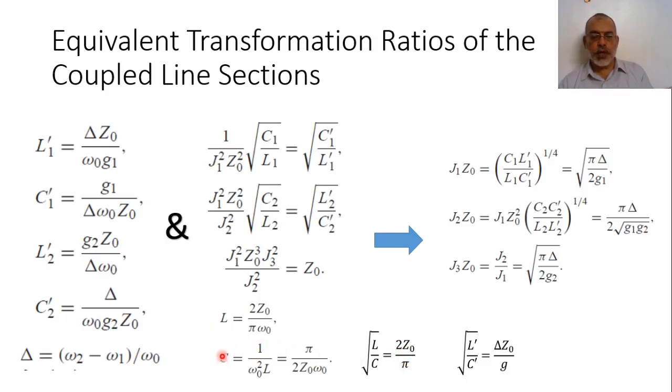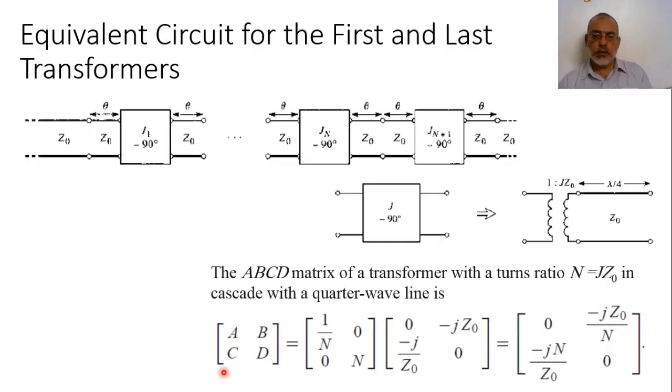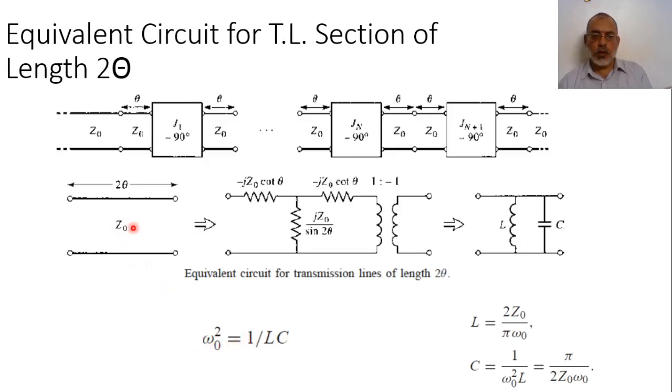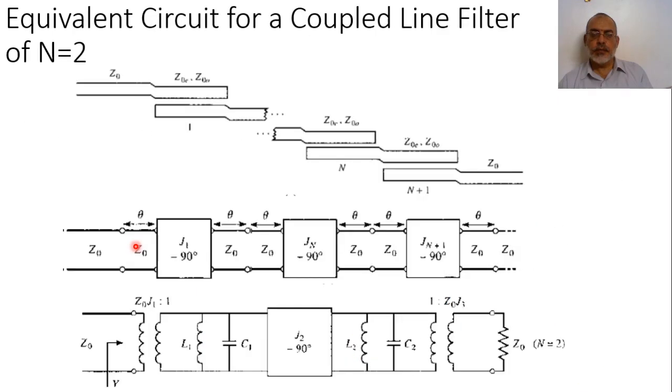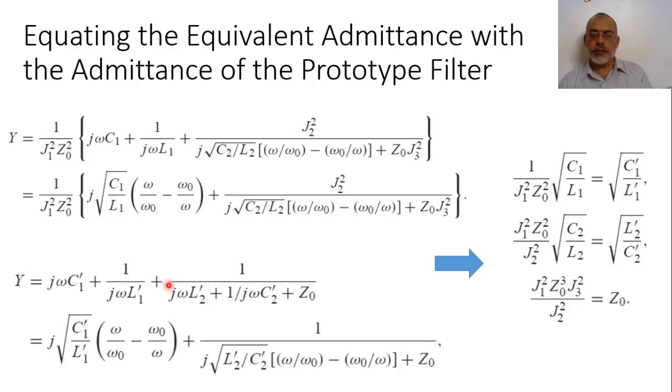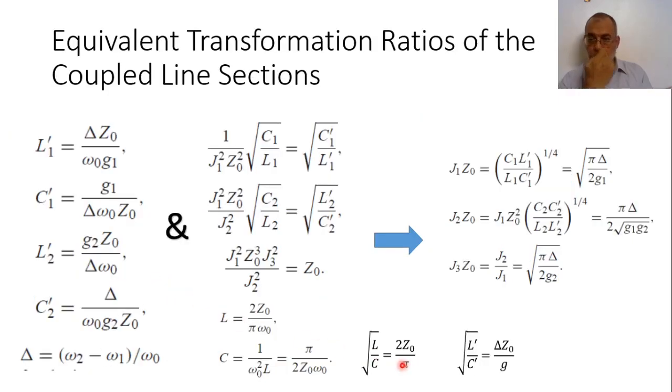Remember that these values L and C are obtained from the equivalent transmission line section of theta equal pi. When Z naught and we have 2 theta, we have equivalent L 2Z naught over pi omega naught, and equivalent C pi over 2Z naught omega. Okay? Let us go back. Yes, we are here.